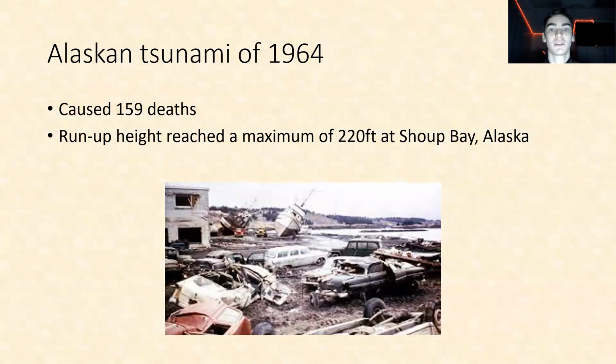One example of a tsunami that was highly destructive was the Alaskan tsunami of 1964. This tsunami caused 159 deaths and reached a maximum height of 220 feet at Shute Bay, Alaska. The run-up height is basically the height of the tsunami once it reaches the shore. So this tsunami was 220 feet tall at the shore of Shute Bay, Alaska.